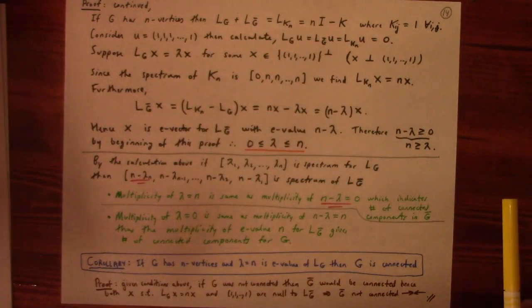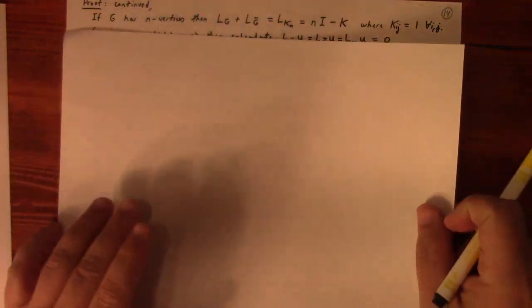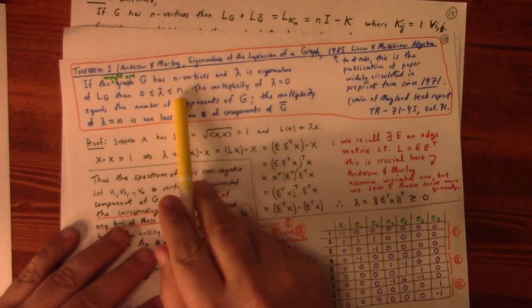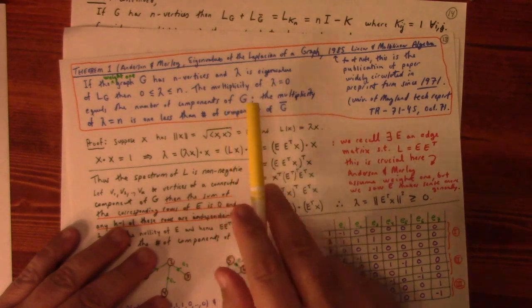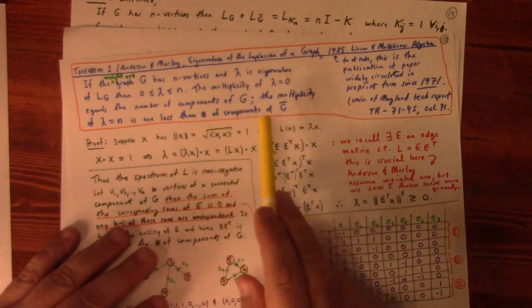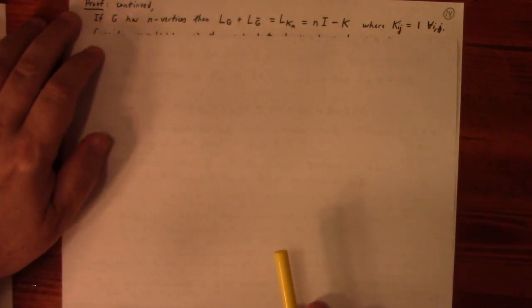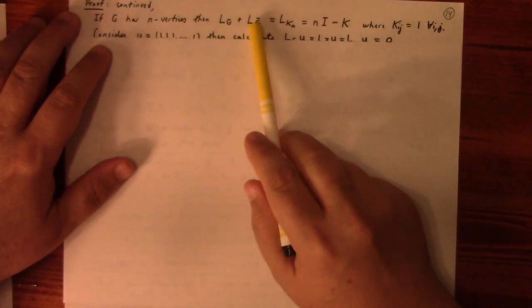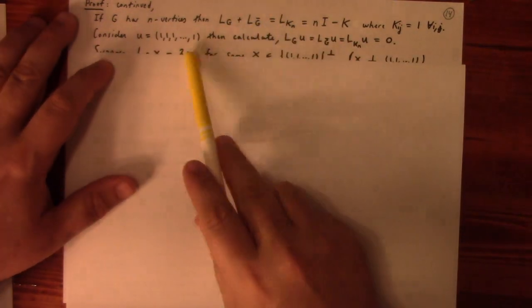Now, continuing, because what else is there to prove in this theorem? It says that the eigenvalues are between 0 and n, and it talks about relating the multiplicity of the 0 eigenvalue to the number of components of G, and the multiplicity of the eigenvalue n to the number of components of the complement. So let's see how that goes. Interestingly, the proof is based on the fact that the graph and its complement are related to the complete graph. And so, really neat argument.